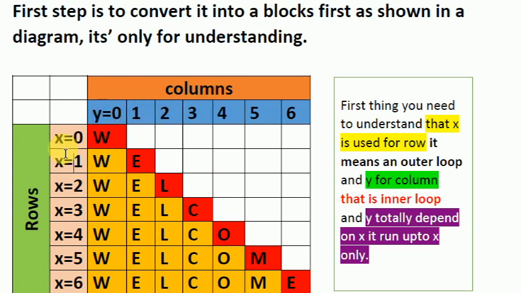X is going to create rows: first row, second row, third row, 4, 5, 6, like this. And the columns inside each row are going to be created by the Y: 0, 1, 2, 3, 4, 5, 6. Now you need to learn the concept.